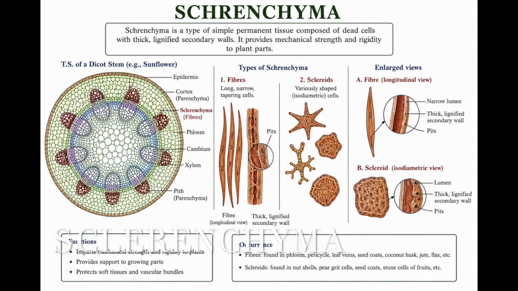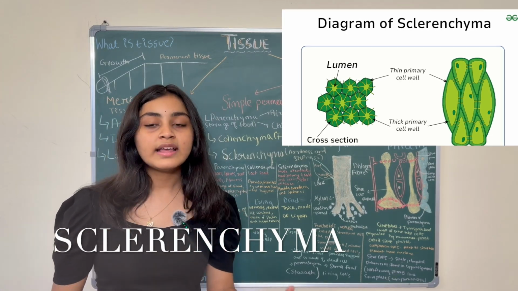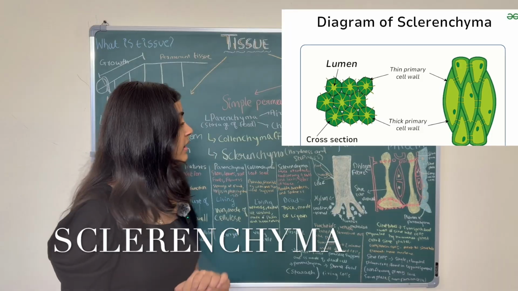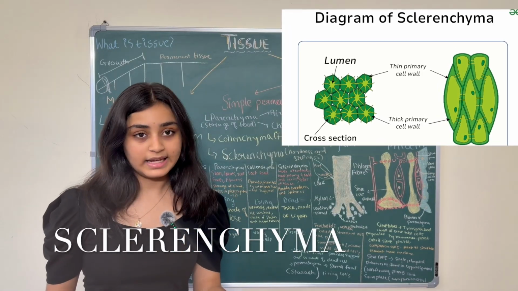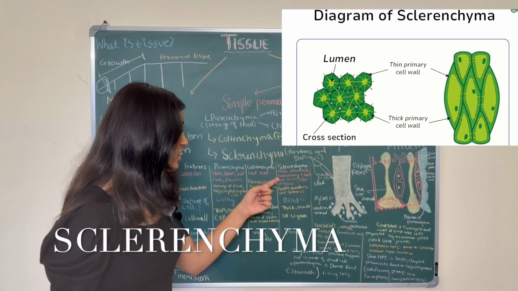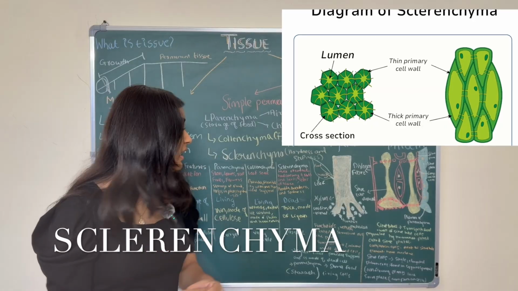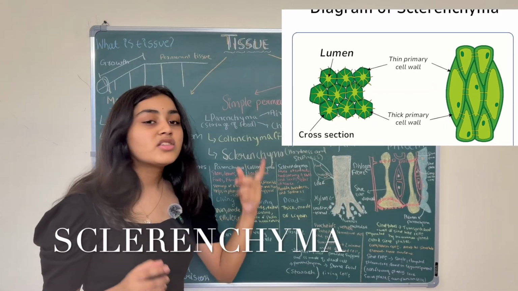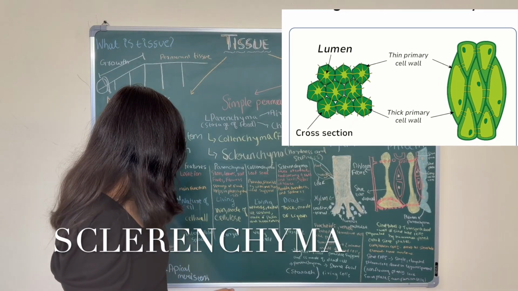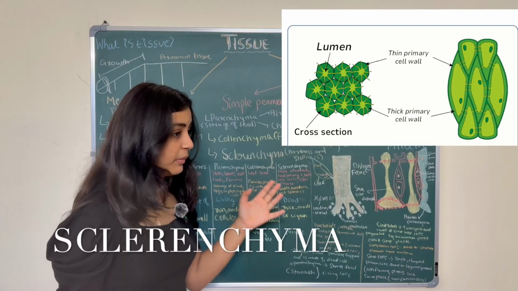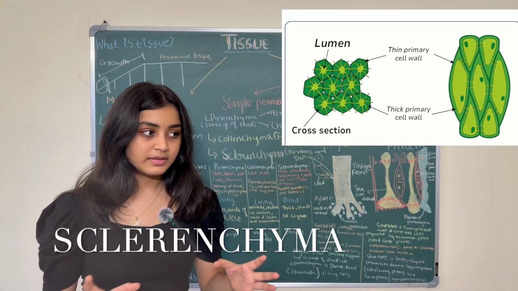Now, moving on to sclerenchyma. The main role of sclerenchyma is to provide hardness and stiffness to the tree, right? Examples of where sclerenchyma is found are the husk of the coconut, the hard covering of the nuts and seeds, and it is also found in the veins of the stem. Now, the main function of sclerenchyma is to provide hardness and stiffness to the tree or the plant, right?